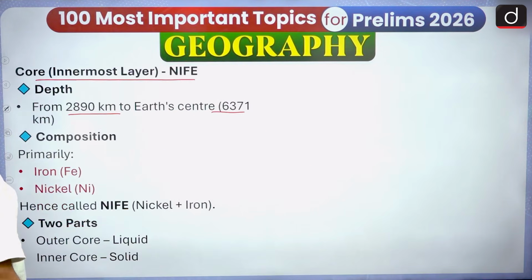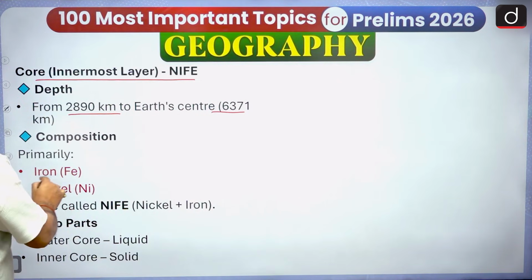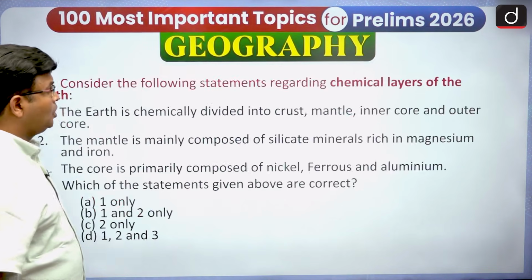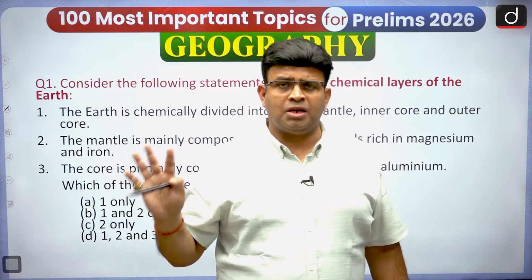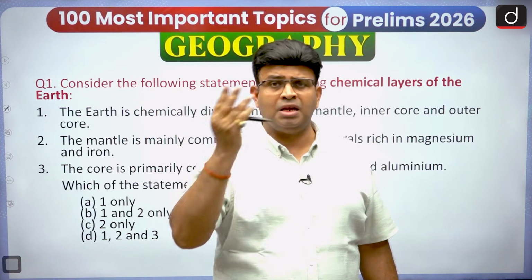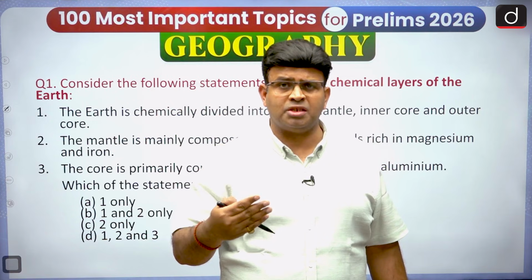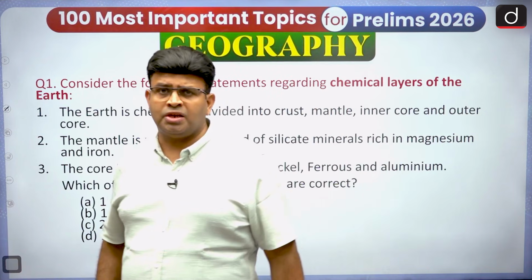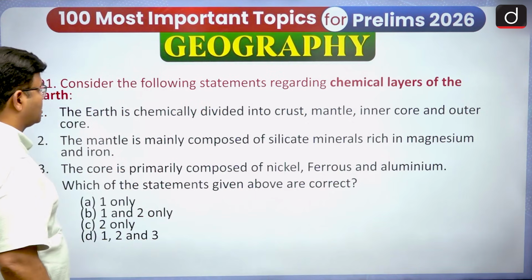In the core, primarily iron is more, along with nickel, and it is known as NIFE. Nothing more than that you need to know. On the basis of chemical layers, three layers are there: crust, mantle, and core. The crust is known as SIAL, where silica and aluminum are more, in the continental crust. In the oceanic crust it is SIMA, and in the mantle silicon, magnesium, and ferrous are more, SIMA. In the core, nickel and ferrous are more.